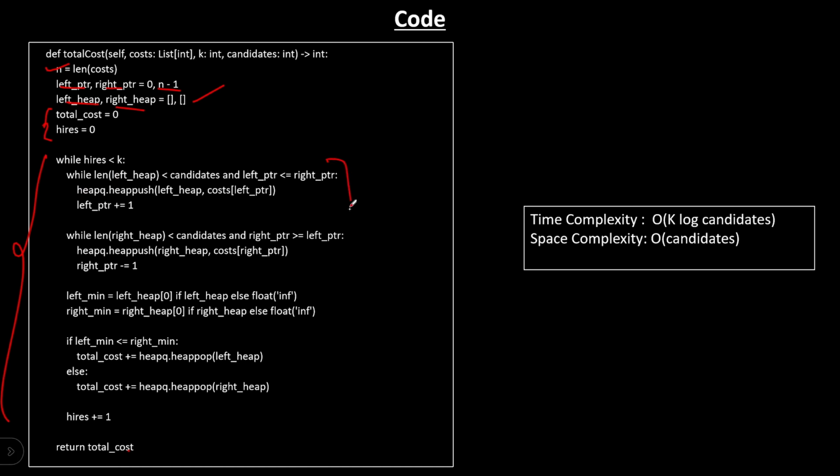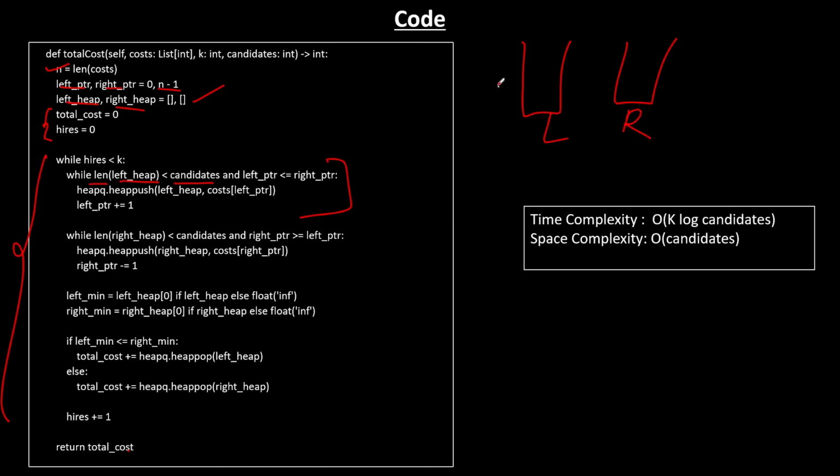This is the first part of the left hand side. If you remember, I said that if the length of the left heap is less than the candidates. Why have I written it this way? Because this will make much more sense to you. This is the left heap, and this is the right heap.